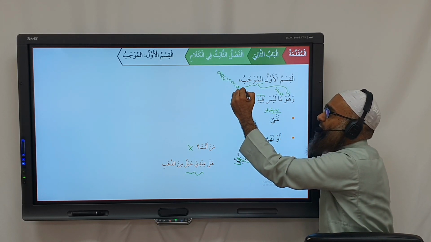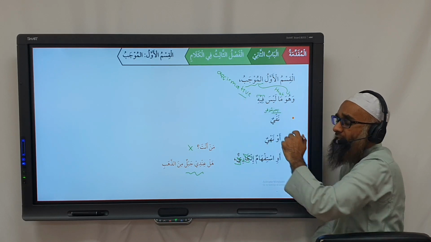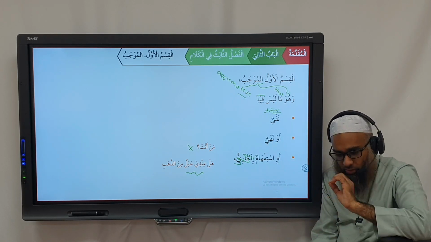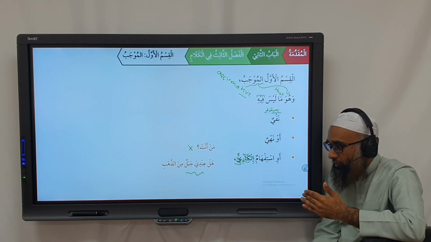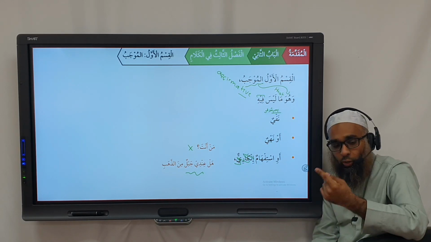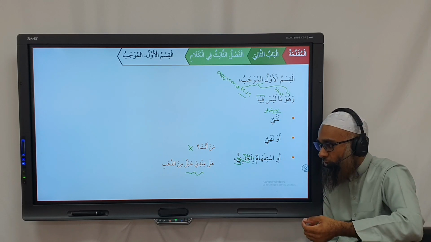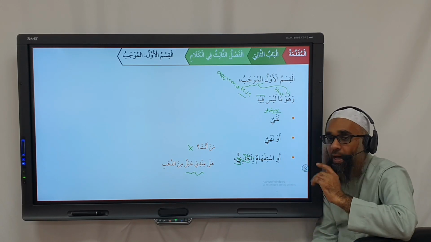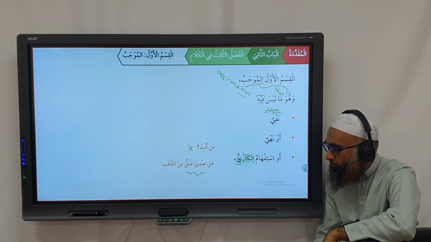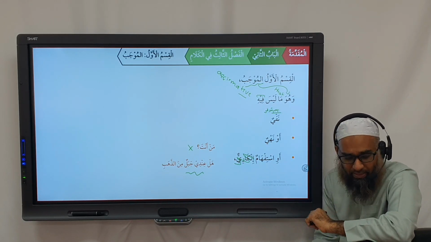So, mujab means affirmative. A kalam mujab is an affirmative sentence, meaning there's no negative in it, no nafi, no nahi, or no istifham, which gives a negative meaning. So it's affirmative. It's like something happened, or something is happening, or something will happen. Is it clear what mujab is?